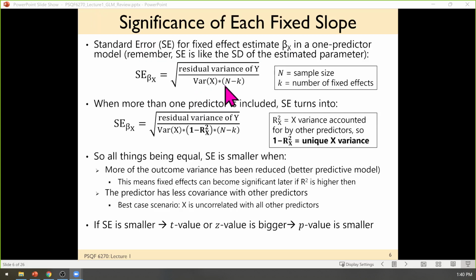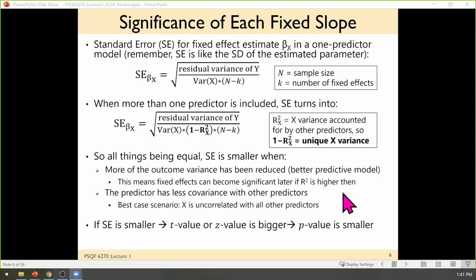This is where standard error comes from. Just to remind you, it has in it the leftover variance, the scale of the predictor, the slope, and sample size. So standard errors are going to be smaller if you have more people. Standard errors are going to be smaller if you have less variance left over. And standard errors are going to be smaller to the extent that your predictor is less related to other predictors.